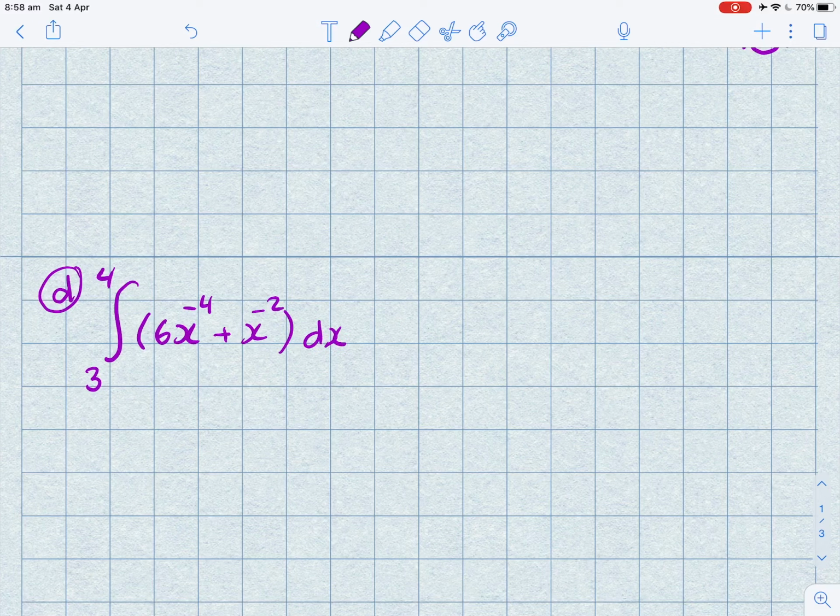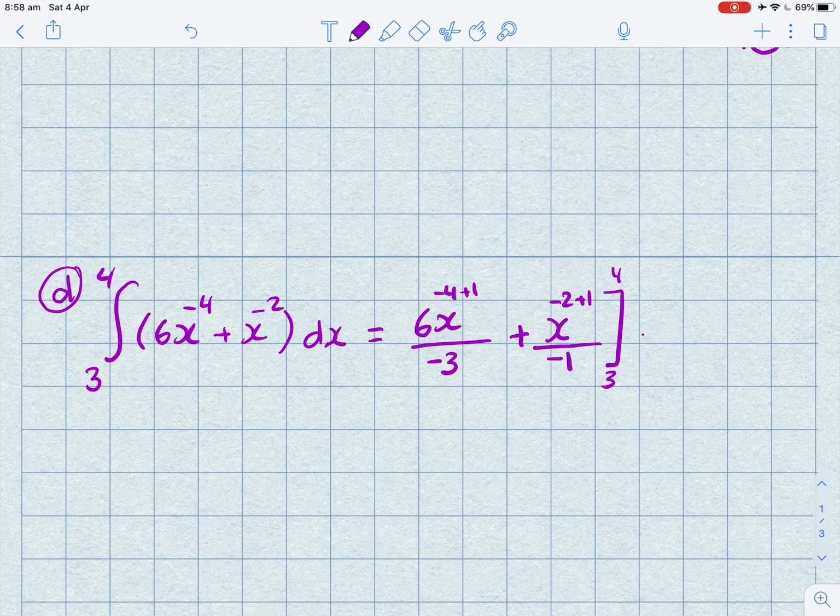Again, first of all, we find the integration. So 6x to the power minus 4, you add 1 to it, it's like x to the power minus 3. Yeah? So I'll write it in detail first for you. That's divided by minus 3, that's the new power. And plus x to the power minus 2 plus 1. So minus 2 plus 1 is minus 1, so it's divided by minus 1. And the limits from 3 to 4.